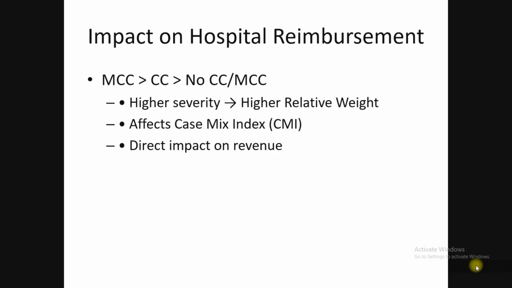So how do CC and MCC impact hospital reimbursement? MCC is greater than CC, and CC is greater than no CC/MCC. Higher severity is equal to higher relative weight. This higher relative weight affects the case mix index and also has a direct impact on revenue.